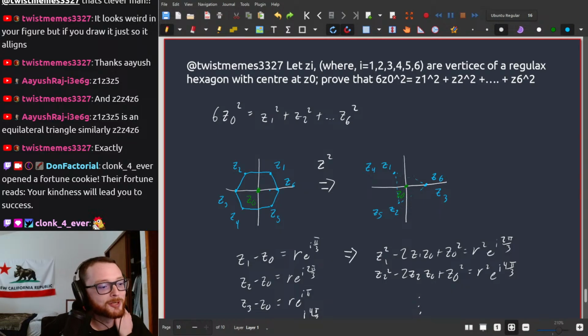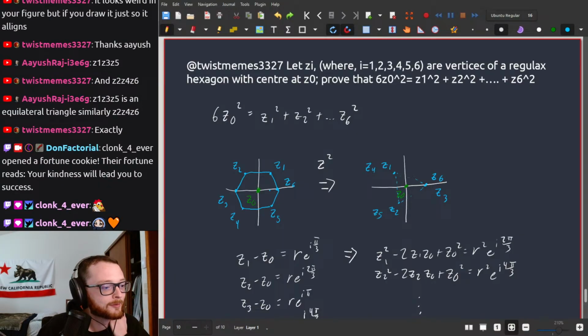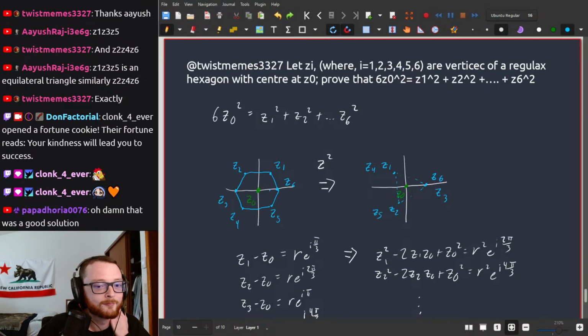Clonk, your kindness will lead you to success? That's such a good fortune, especially for you. The fortune cookie god strikes again. Ooh, did I get a delivery just then? I might have. Yeah, I did a bad job with my drawing.